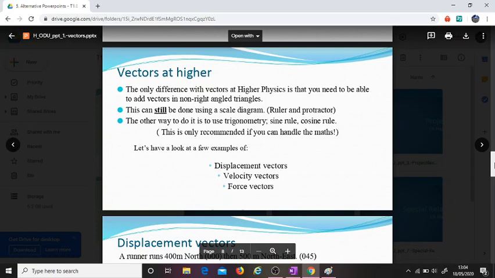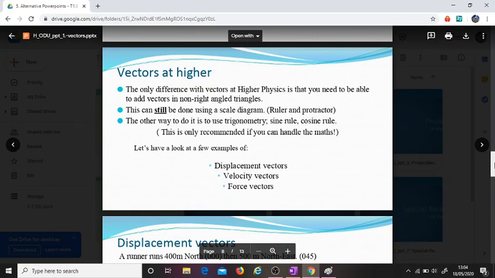The other way is to do it using the cosine rule. Now if you are doing Higher Maths, this might be the one for you. If you're quite happy using the cosine rule, that's fine. You will be given the cosine rule in the Higher Physics exam, because you get a separate formula sheet that has some maths formulas on it as well.